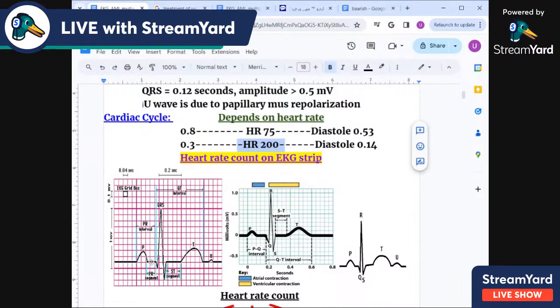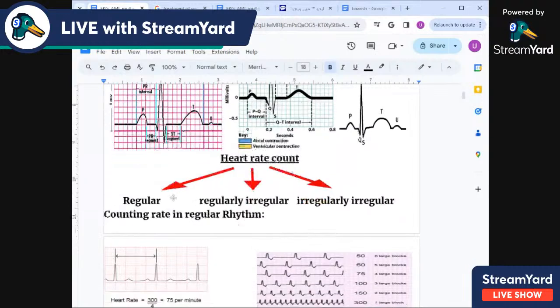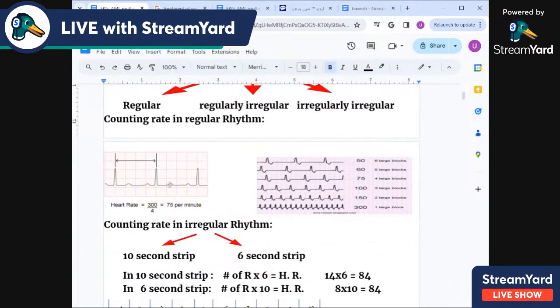So it's 0.1 to 0.12 seconds, and its height, the voltage, is 2 smallest squares, that is 0.2 millivolt. Whereas QRS is similarly 0.1 to 0.12 seconds, and ST, the isoelectric line, is 0.45 seconds here. This is the QT interval, from Q to T, QT interval 0.45 seconds. Then we go to the heart rate count, regular rate and irregular rate.